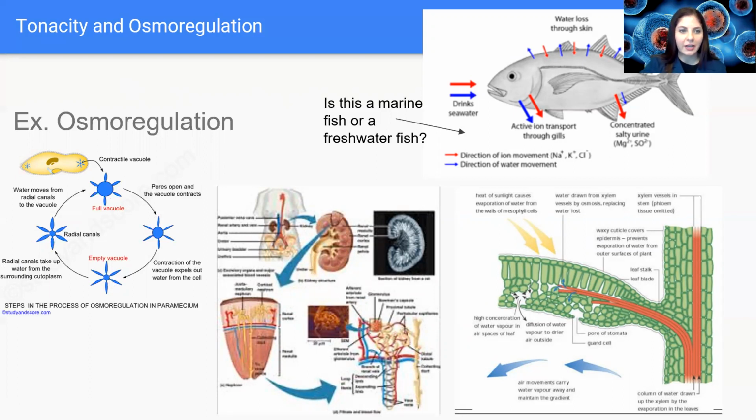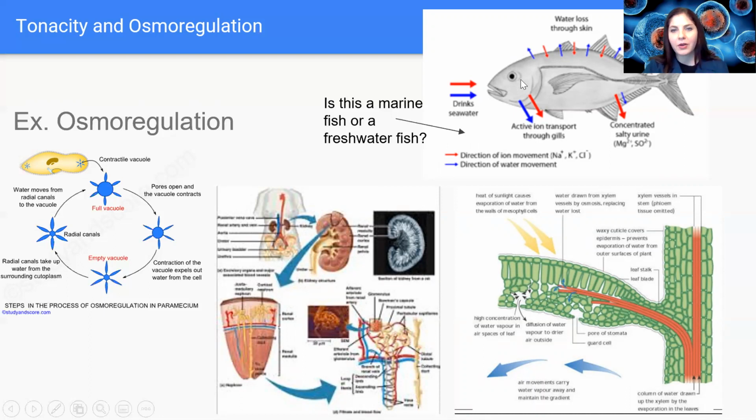When the vacuole needs to take water in, it opens the canals. The radial canals start to take up water from the surrounding cytoplasm, and then eventually it will fill that central vacuole and we will go back to having it being very full. So another example of osmoregulation is how fish regulate their blood tonicity. Looking at this, we ask the question, is this a marine fish or a freshwater fish? Now, aside from the fact that you already see that it's designated right here, drink seawater, you could look at the net loss of water.